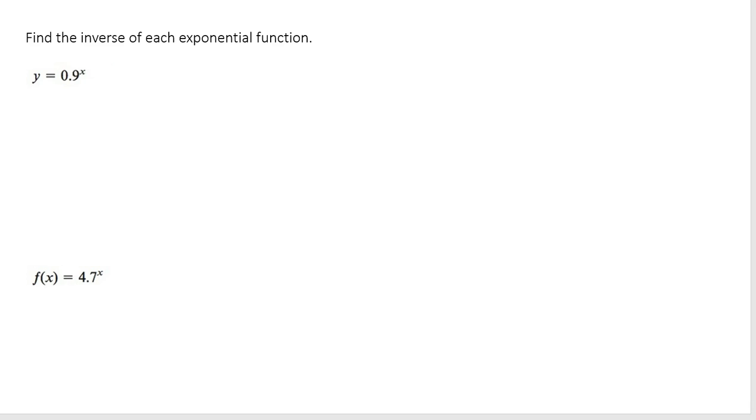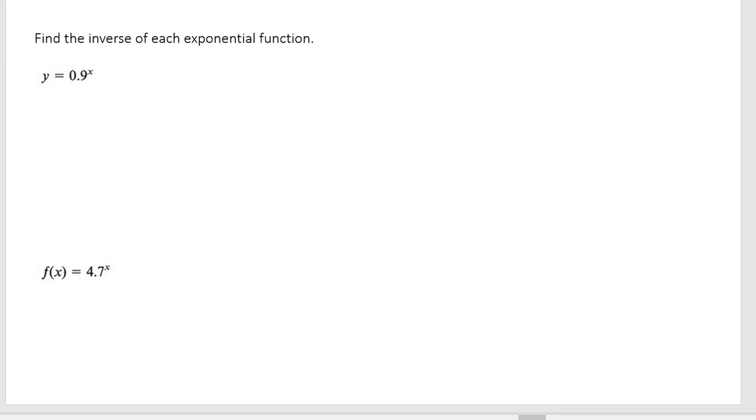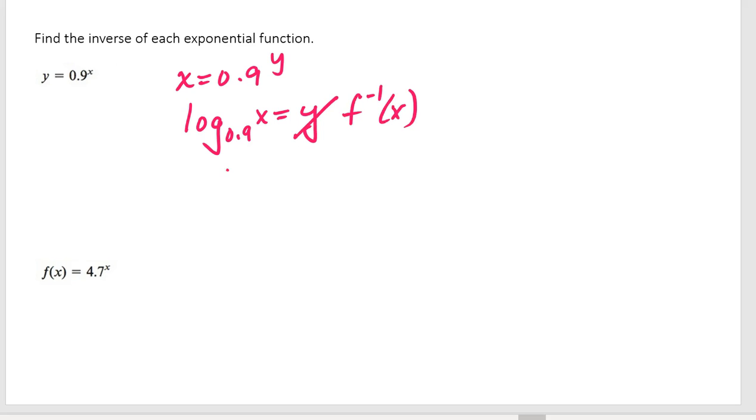Now, the next part wants us to find the inverse of each exponential function. We can do the inverse exactly the same way we did before. So I'm going to swap my x and my y. And then I'm going to rewrite this as a log. So log base 0.9 of x equals y. But in place of y, I'm going to write the inverse of x. So my inverse is equal to log base 0.9 of x.